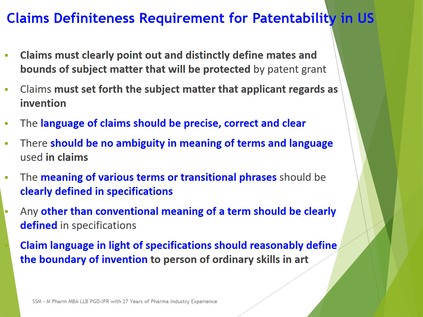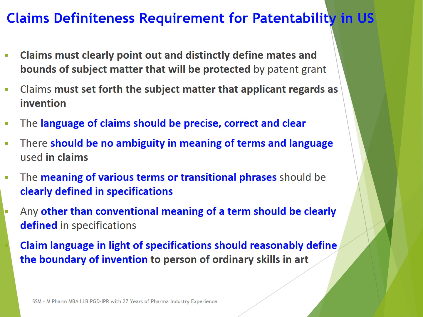Claim language in light of the specification should reasonably define the boundary of the invention to a person of ordinary skill in the art. Claims are always interpreted in the light of the specification or description part. So any explanation which you want to find out about the claim, you have to check in the description section or specification section. That's why it is called claim language in light of the specification.